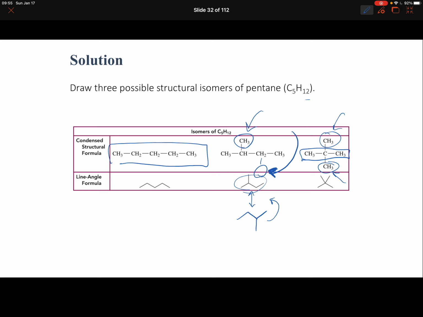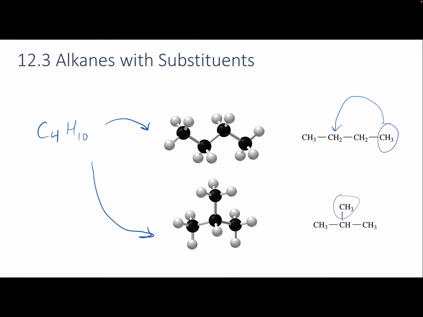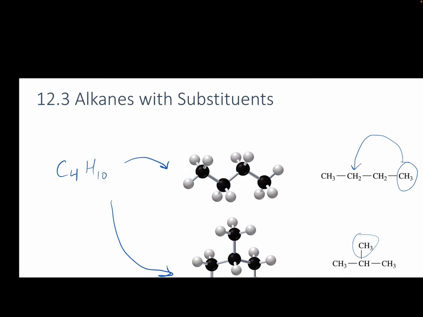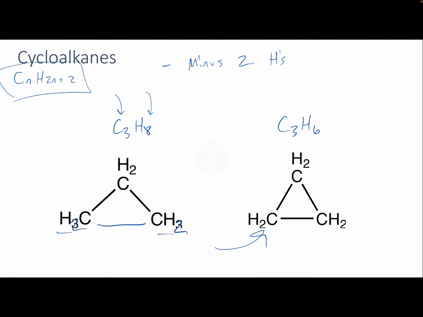So these are structural isomers. Part of your task is to be able to spot whether 2 compounds are structural isomers or not. That means they have the same formula, but they're arranged different in space. Just to go back real quick and ask you a practice question.